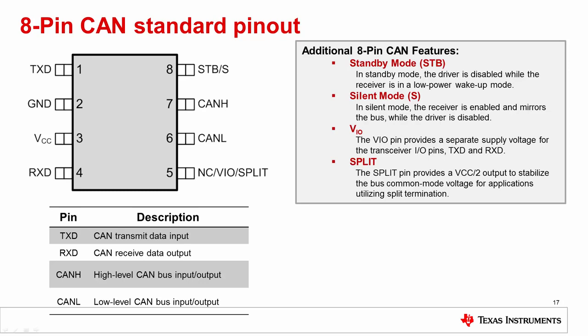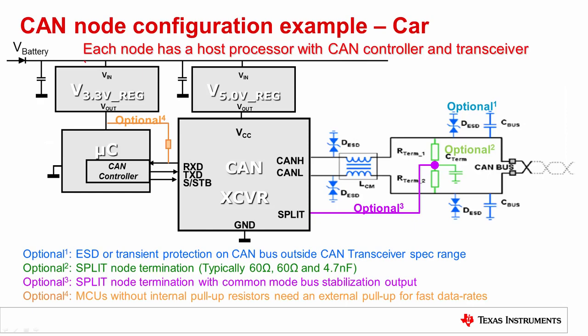The VIO or split pins are also available on some transceivers. The VIO pin provides a separate supply voltage for the transceiver I/O pins TXD and RXD. The split pin provides a VCC over 2 output to stabilize the bus common mode voltage for applications using split termination.